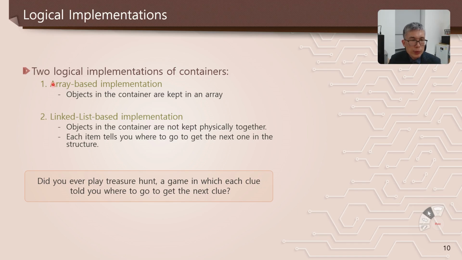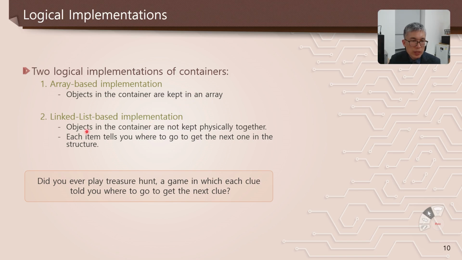We have two logical implementations of containers. The first one is array-based implementation. Secondly, linked list-based implementation. So the array-based one is where objects in the container are kept in an array.